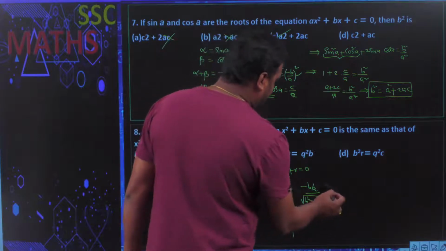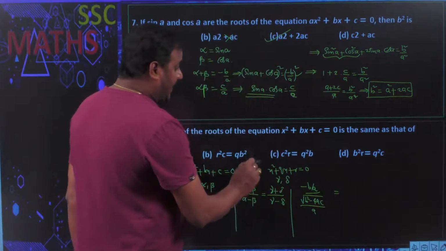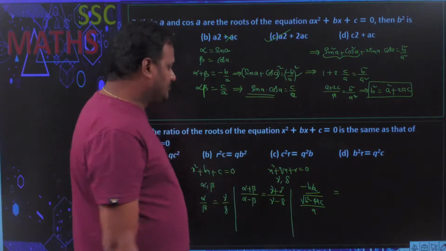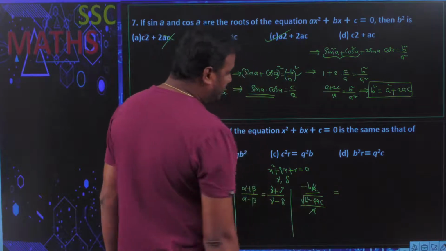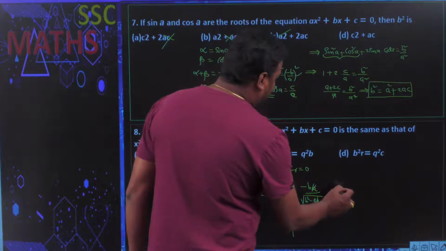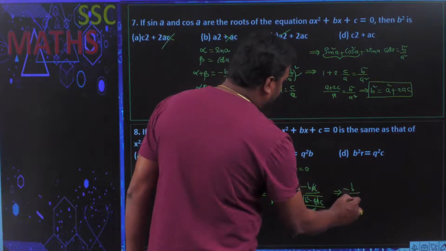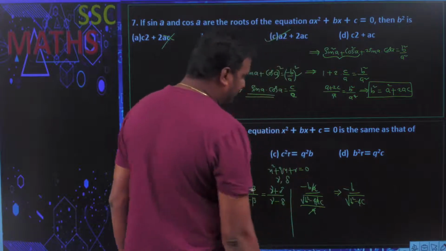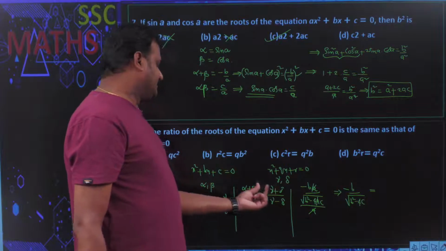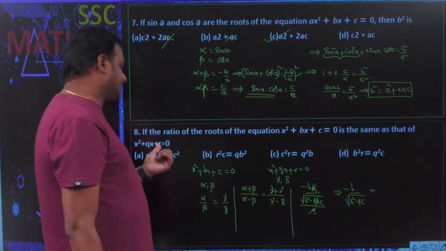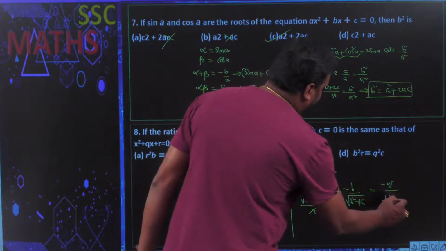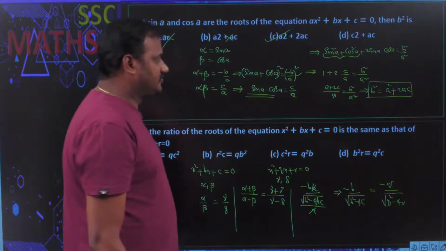Coming to the right hand side, which is equal to gamma plus delta. See here, a is not there because the coefficient of x square is equal to 1, so the value of a is not required. And here also a is equal to 1. So directly you can write it as minus b divided by root over b square minus 4c. Similarly, here gamma plus delta divided by gamma minus delta. Gamma plus delta is nothing but the sum of the roots of x square plus qx plus r, that is minus q, divided by root over q square minus 4r.